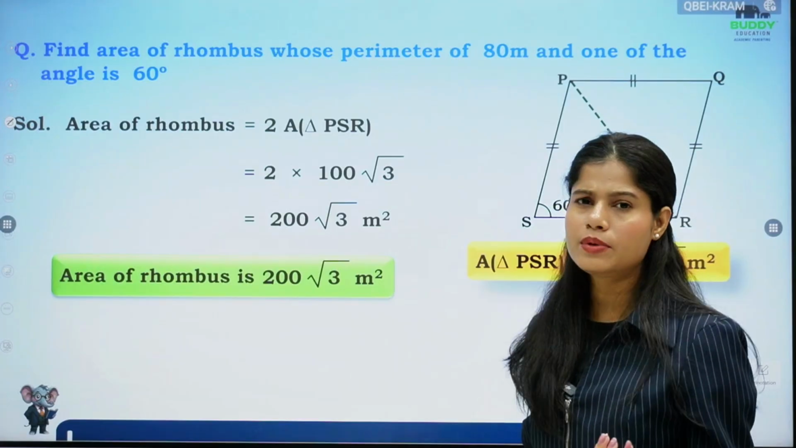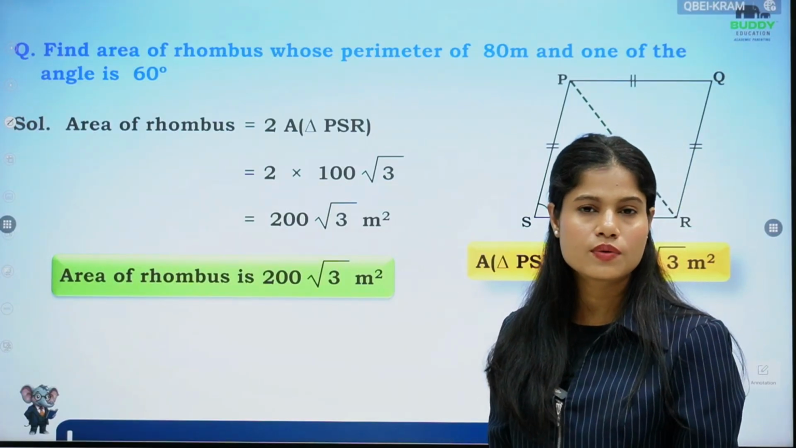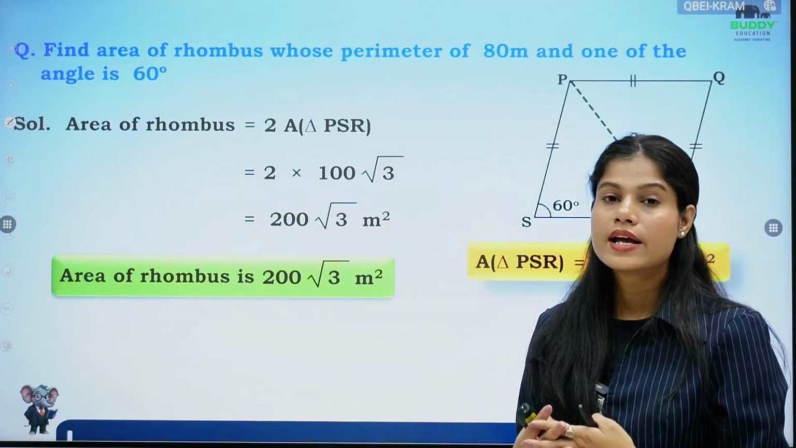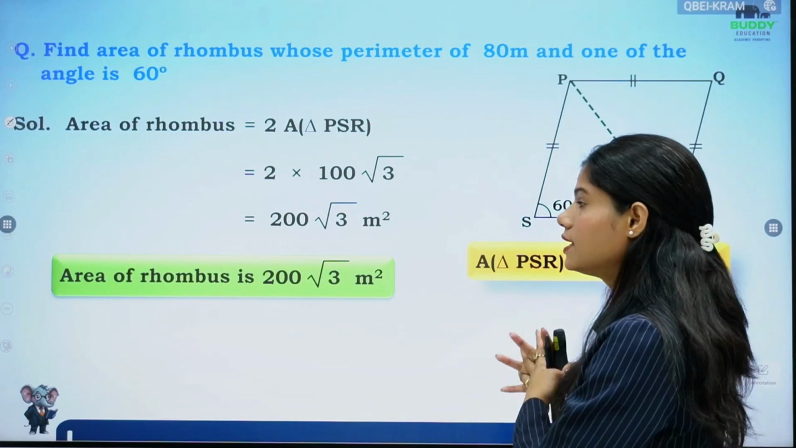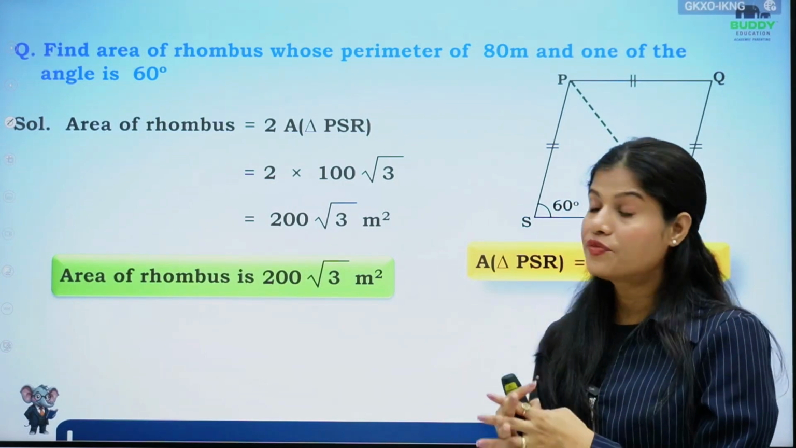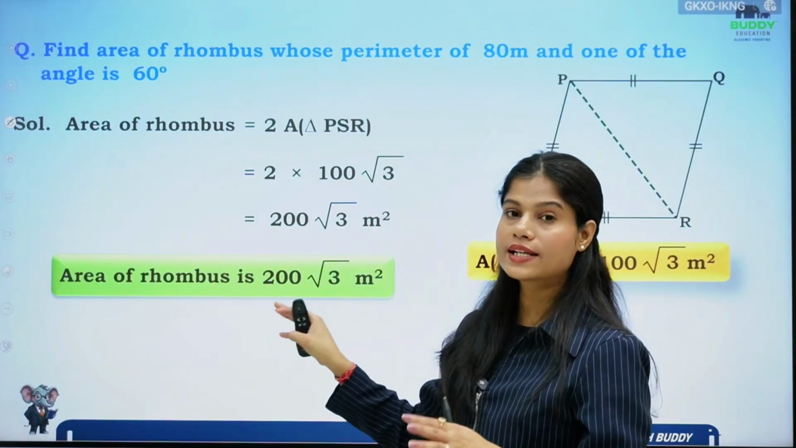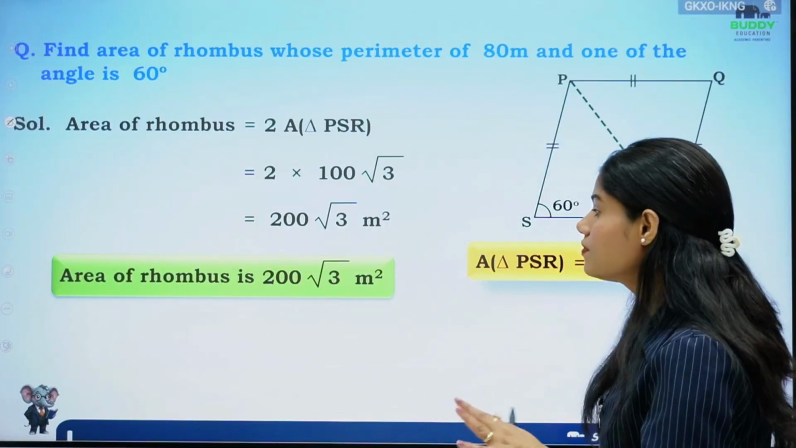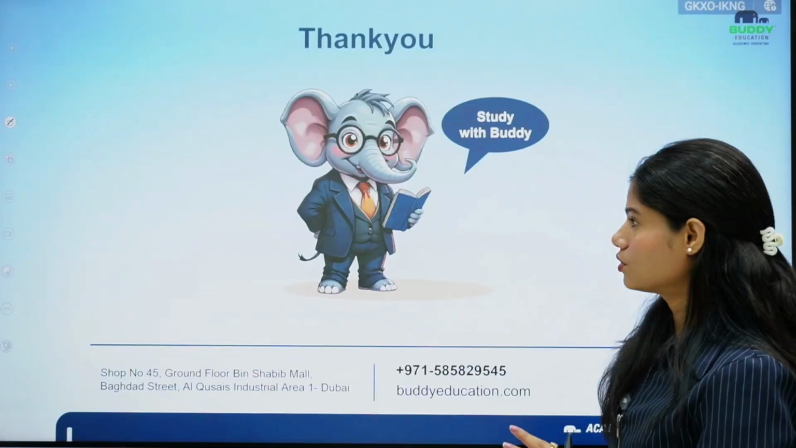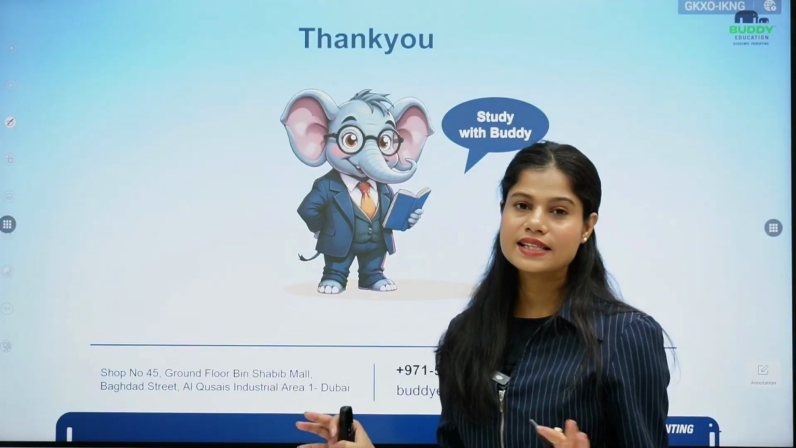At this point, either you can put root 3 is equal to 1.73, and that answer is also perfectly okay, or you can leave the answer here. But never ever forget to write the unit, and never ever forget the concluding statement of the question. And that's all in this chapter.